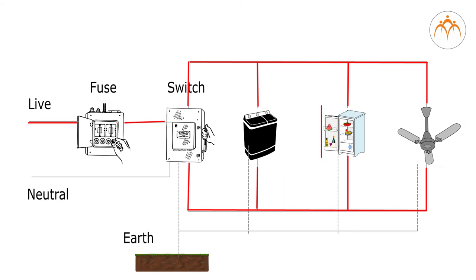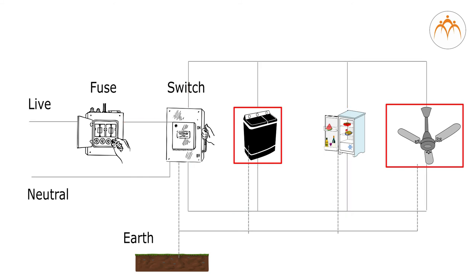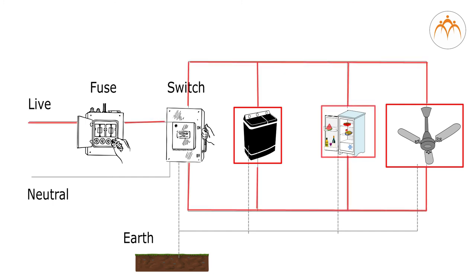One appliance can work without the other appliance having to be on. Since each appliance is in its own separate branch, turning that appliance off merely cuts off the flow of current to that particular branch only. There will still be current flowing through other branches to the other appliances. Quite obviously, the appliances in a home are wired in parallel connections.